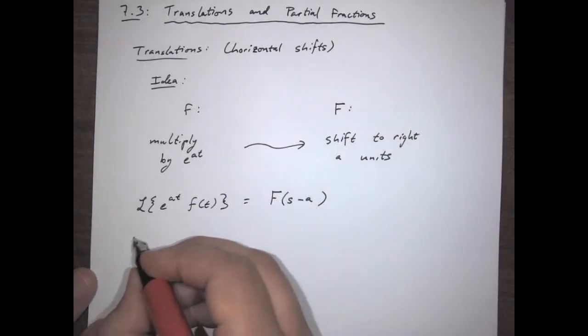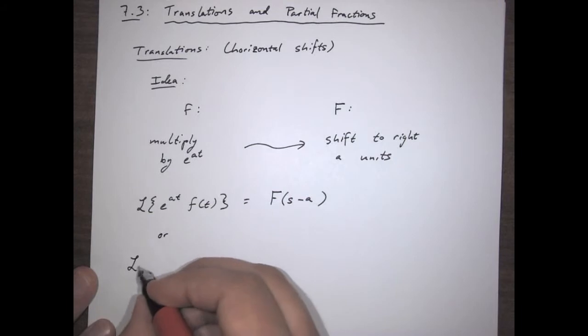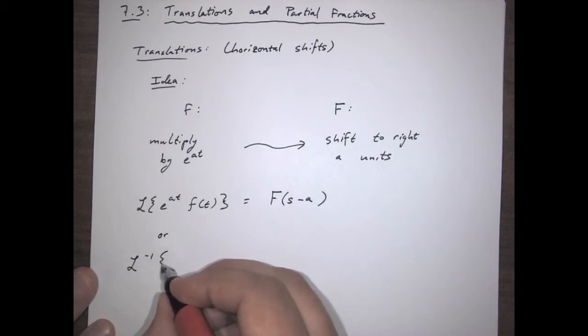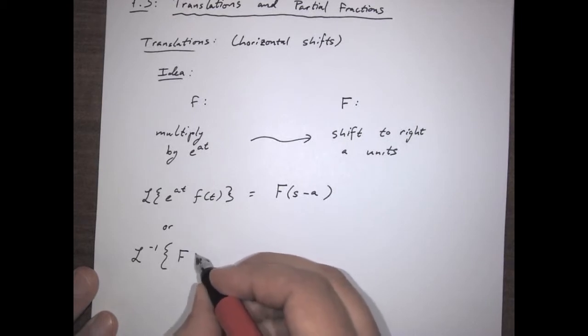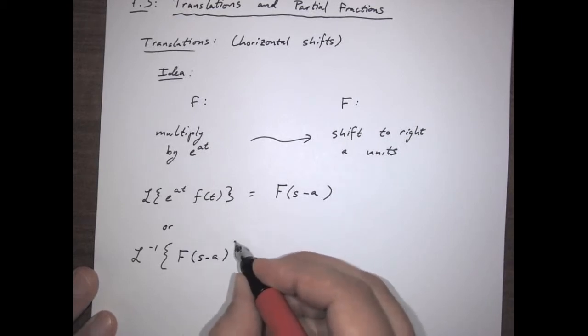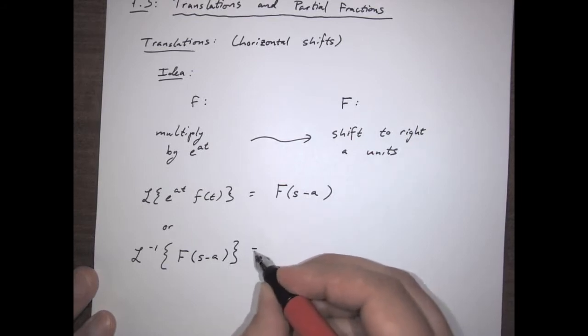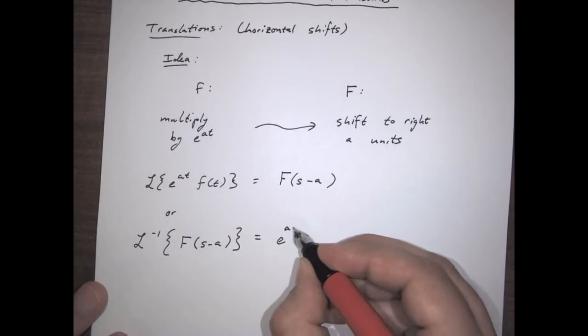Conversely, the inverse Laplace transformation of a shifted function can then be related back to the unshifted version by adding a factor of e to the at.